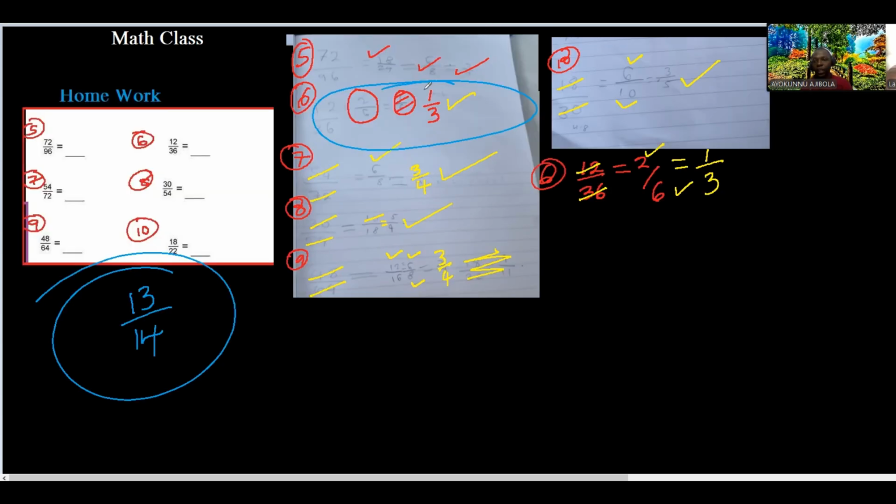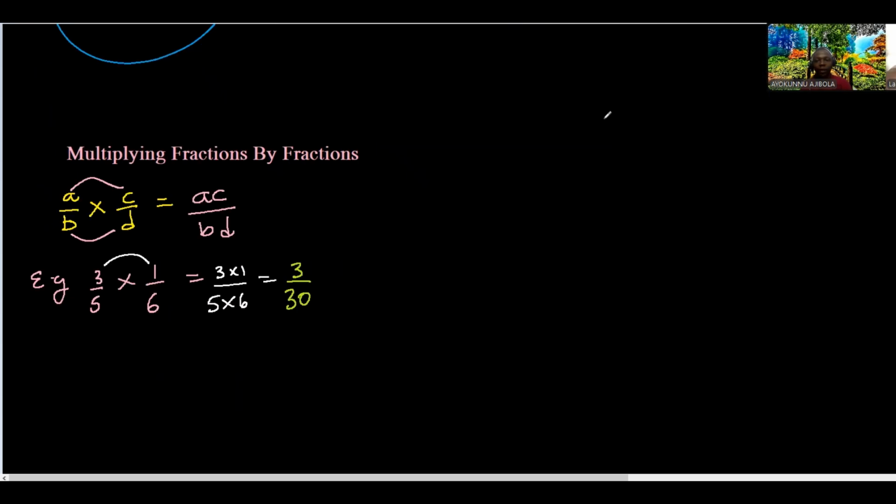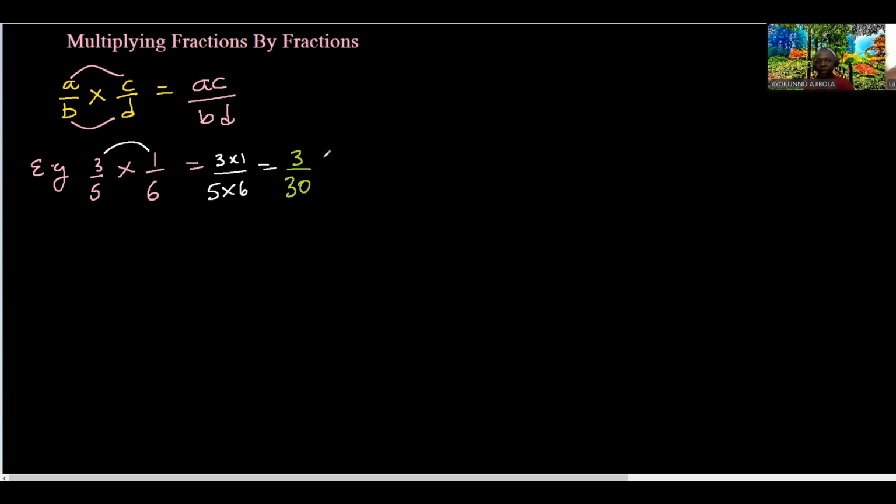But we can still reduce it to lowest term like what we did above, okay? How do you think I can reduce this to lowest term? What should be my final answer? I can divide by 3. 3 divided by 3 gives me 1, and 30 divided by 3 gives me what? 10. Okay?